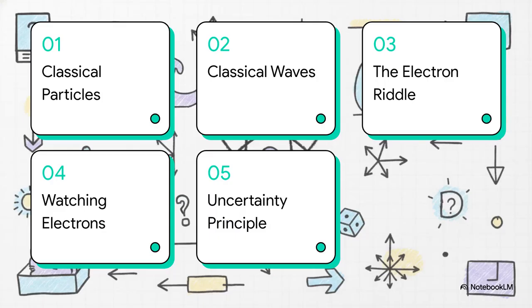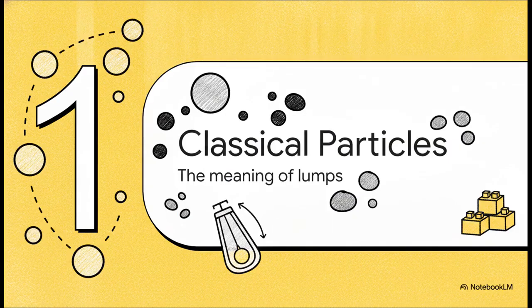So here is our roadmap for today. Number 1, classical particles. Number 2, classical waves. 3, the electron riddle. 4, watching the electrons. And 5, the uncertainty principle. Let's get to it. Starting right off with Section 1, classical particles, and the physical meaning of lumps.